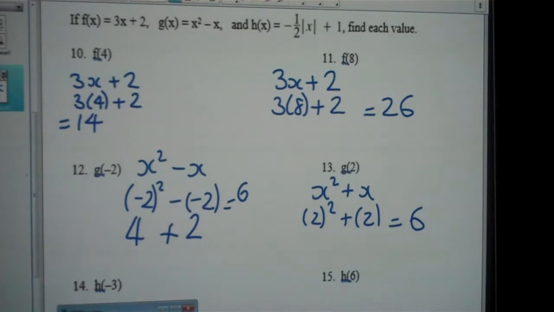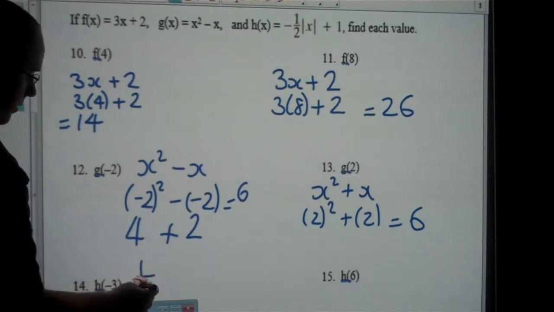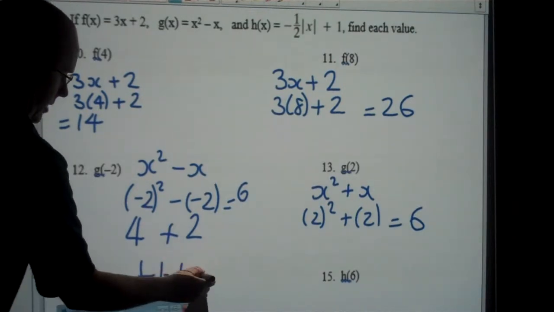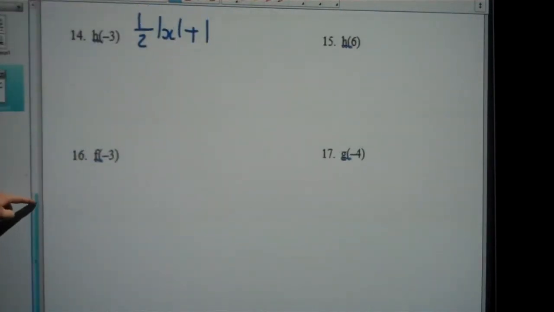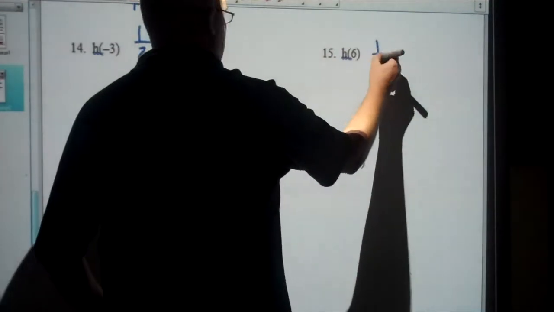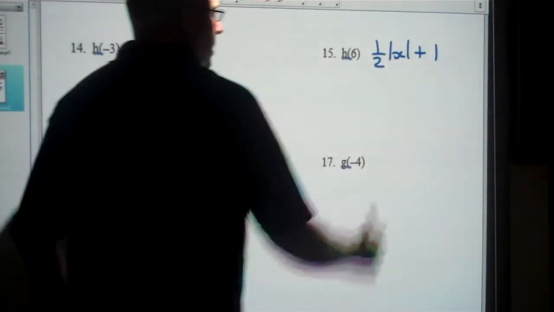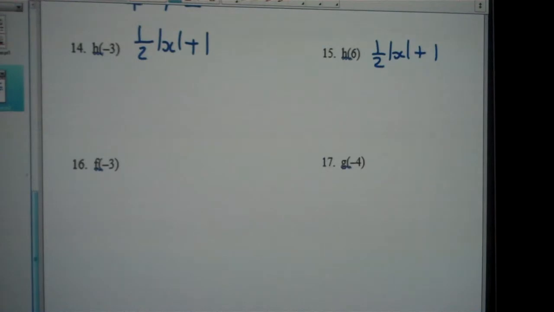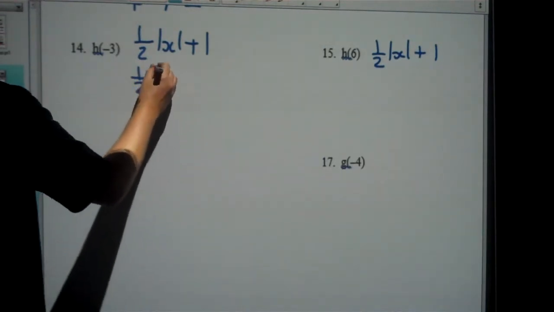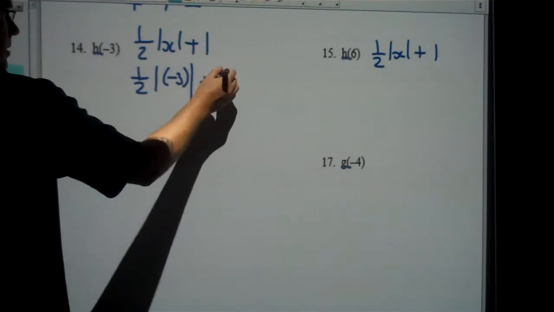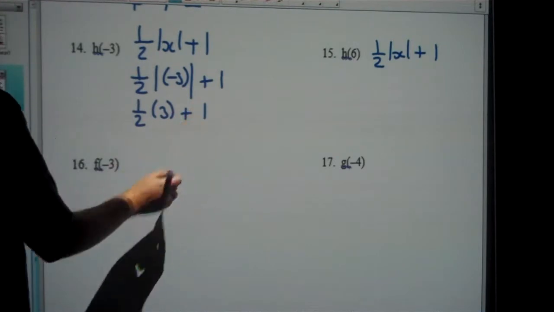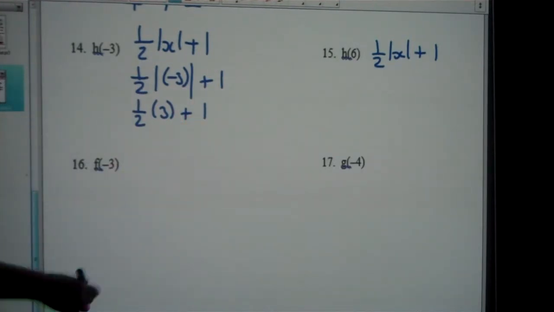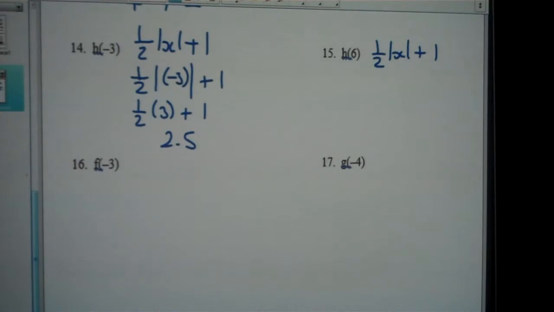Last two. 14 says h of negative 3. So the h formula is 1/2 the absolute value of x plus 1. And now I'm going to scroll up so we can actually see that answer a little bit better. And I can also use it for this question as well. So the absolute value takes anything that's negative and makes it positive. So when I do 1/2 of negative 3, then it knows to make this negative 3 actually positive 3. And now if I enter that on the calculator, I should get 2.5 if you want to check that.